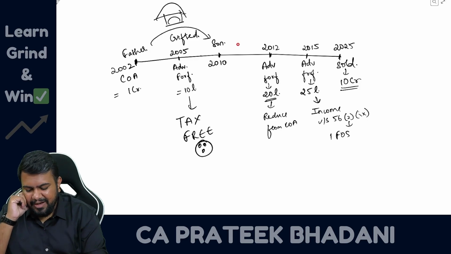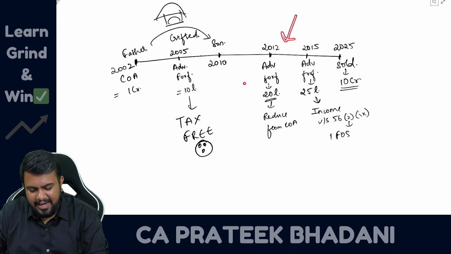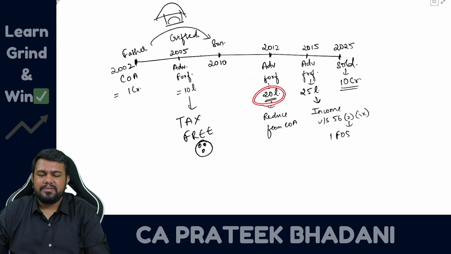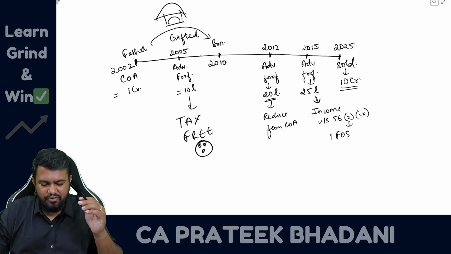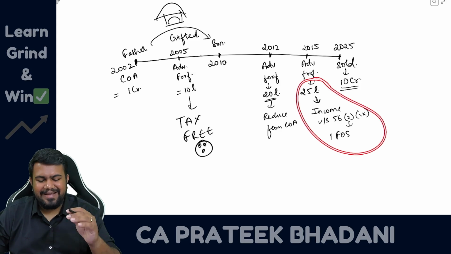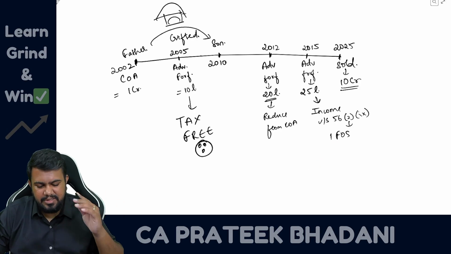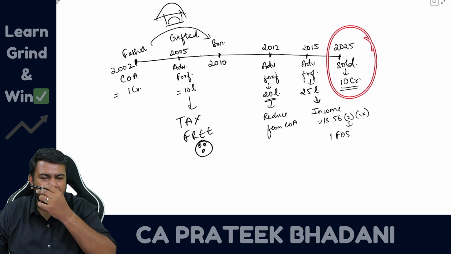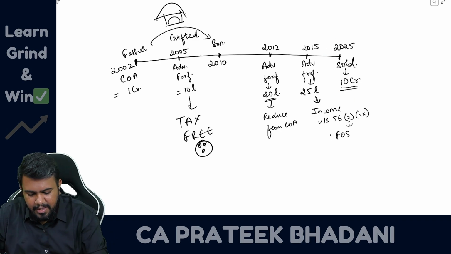Later on, the father gifted the property to the son in 2010. In 2012, the son received advance money forfeited of 20 lakh rupees. Since this is before 1/4/2014, you have to reduce it from the cost of acquisition. Later on, in 2015, again he received advance money forfeited. But this time, it is on or after 1/4/2014, so the entire advance will be treated as income under section 56(2)(ix), and it will be taxable under income from other sources. Finally, in 2025, the property was sold for 10 crore rupees.